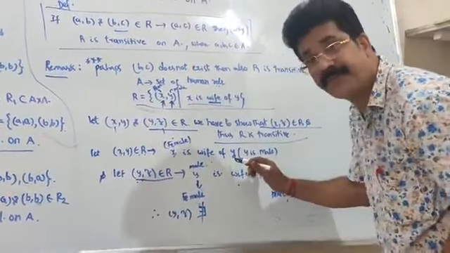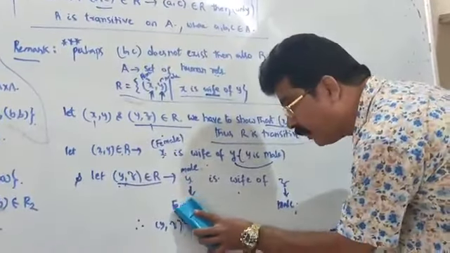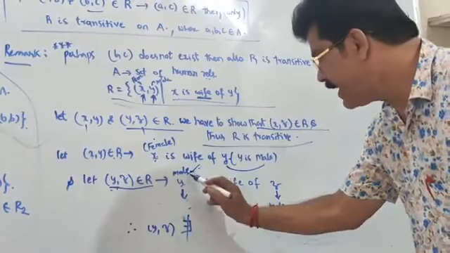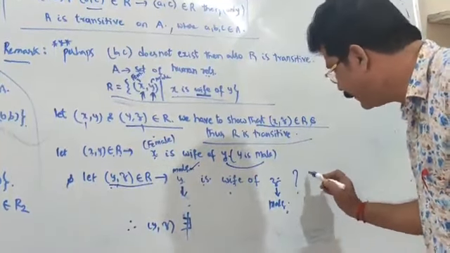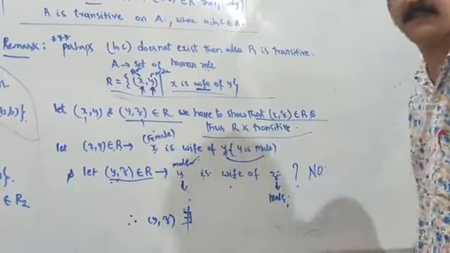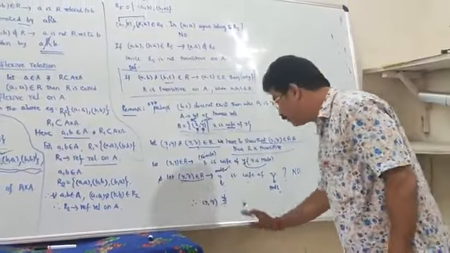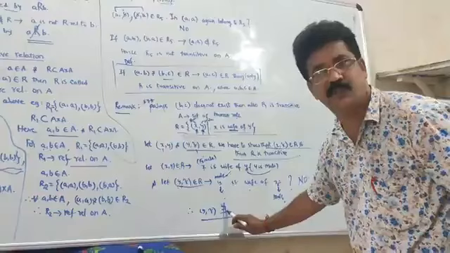But here already we defined Y is male. Therefore Y is male. So male is wife of another male. Is it possible? No, it is not possible in the inverse or human relations. Therefore bluntly we can say that Y comma Z does not exist.